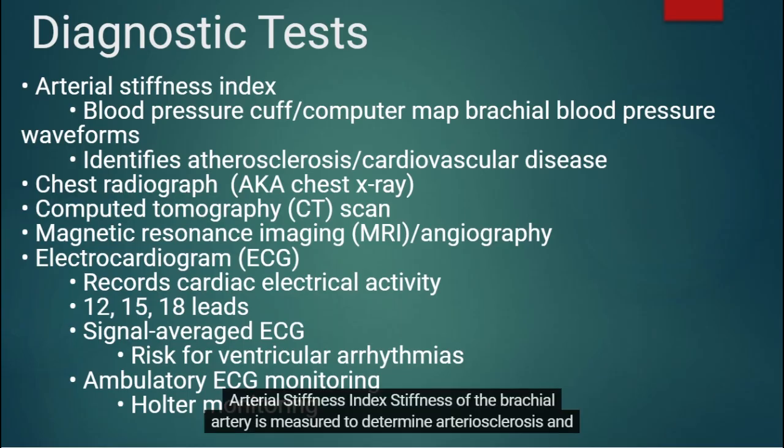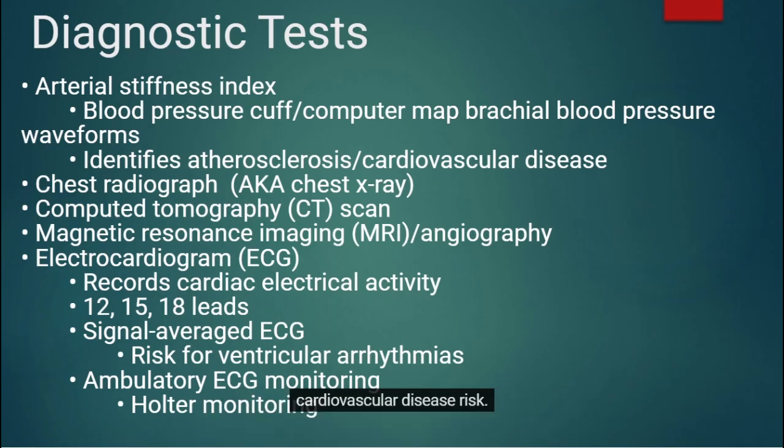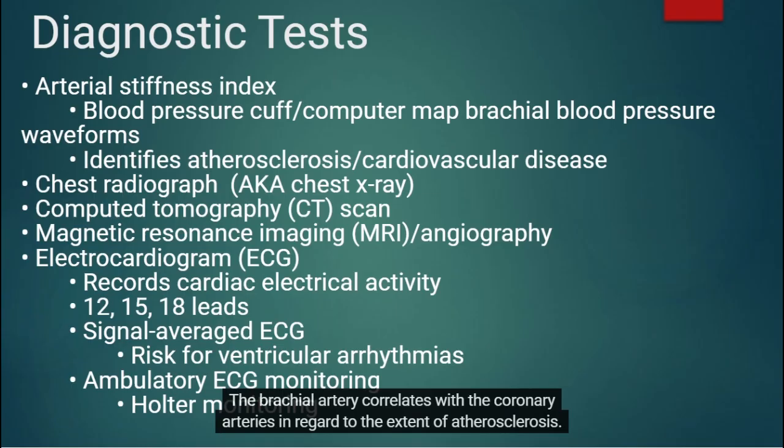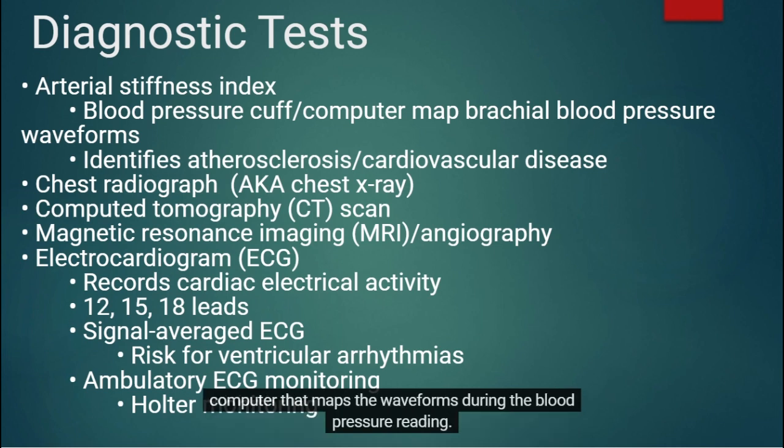Arterial stiffness index. Stiffness of the brachial artery is measured to determine arteriosclerosis and cardiovascular disease risk. The brachial artery correlates with the coronary arteries in regard to the extent of atherosclerosis. The arterial stiffness index test is done with a device that has a blood pressure cuff hooked to a computer that maps the waveforms during the blood pressure reading.